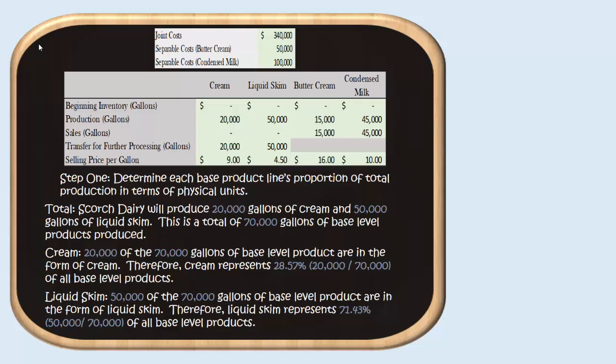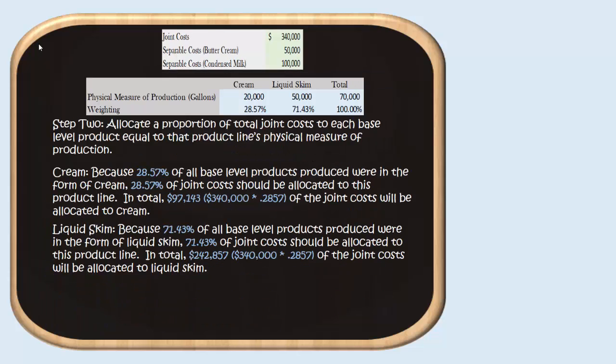So in total, if we produced 20,000 gallons of cream and 50,000 gallons of liquid skim, we produced 70,000 gallons of base level products. Cream was 28.57% of that, 20,000 out of the 70,000, which means that liquid skim had to be the other 71.43%, 50,000 gallons out of the 70,000. So we're going to use that as our weight, as our proportion, to distribute these $340,000 of joint costs to those two base level products.